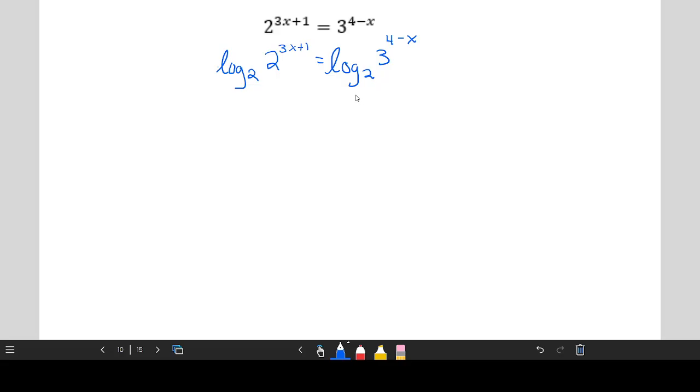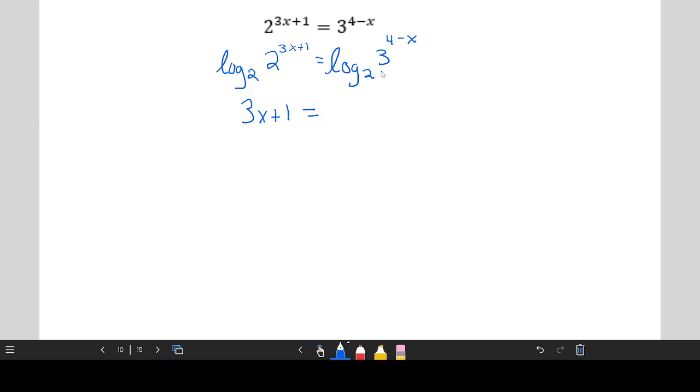Doesn't matter what base you use. So if you have a calculator that won't do log base 2, you might choose to use natural log here on both sides. That's okay. We'll get the same answer in the end, even though it'll look different depending on what log we use to write it. Since I used log base 2, though, I have inverse functions on the left side, and I'm just left with 3x plus 1.